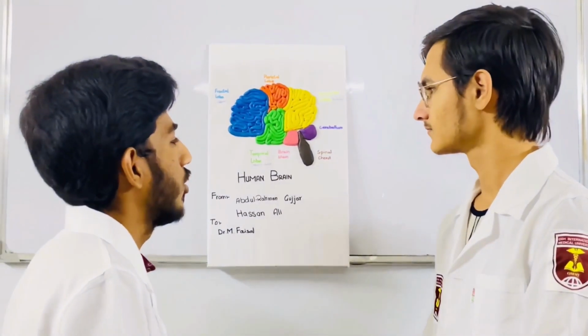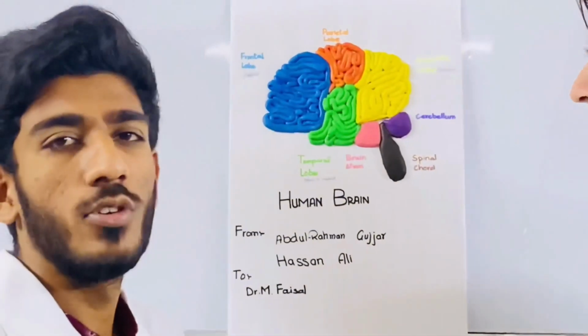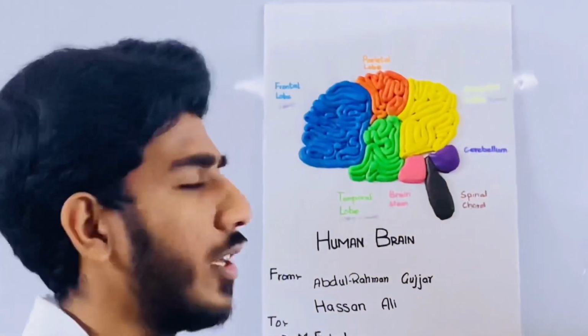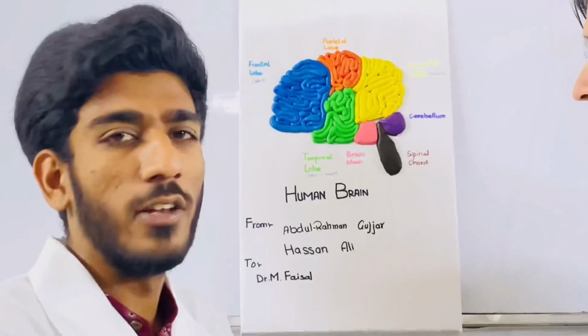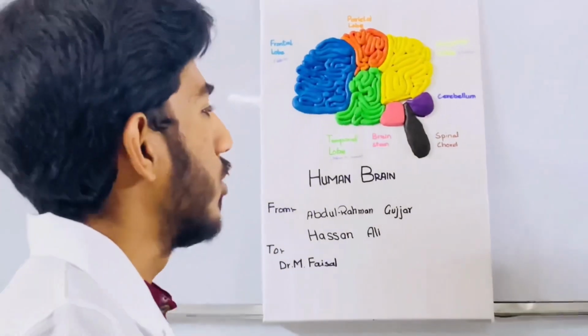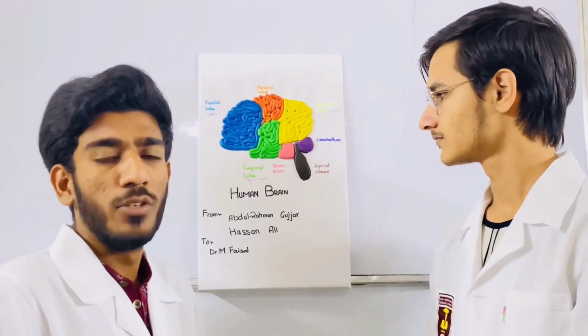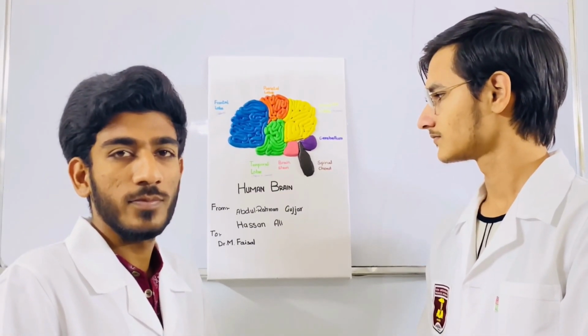The spinal cord is located in the spinal canal. The length of the spinal cord is 40 to 50 centimeters, and it extends in children to the L3 vertebra, and in adults to L1 or L2. Now we discuss the brainstem. The brainstem consists of midbrain, pons, and medulla.